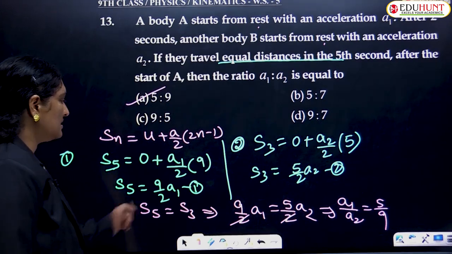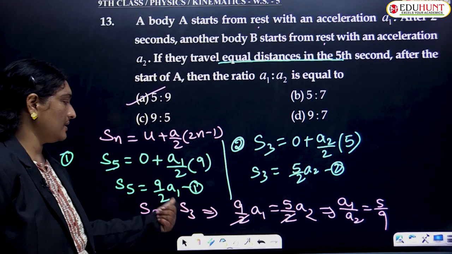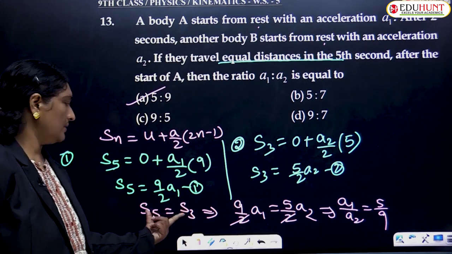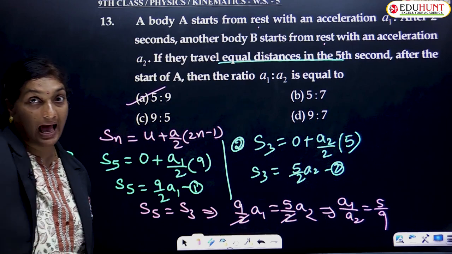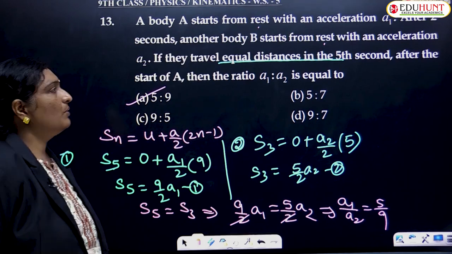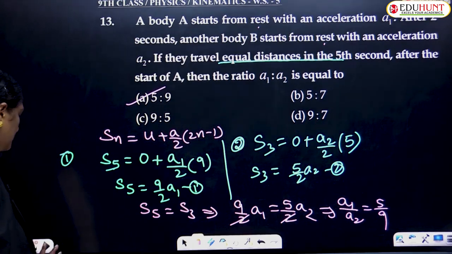Okay children, so distances in that particular second were given as equal. If one travels for 5 seconds, the other must travel only for 3 seconds. But in that last second, the 5th second, both are traveling the same distances.